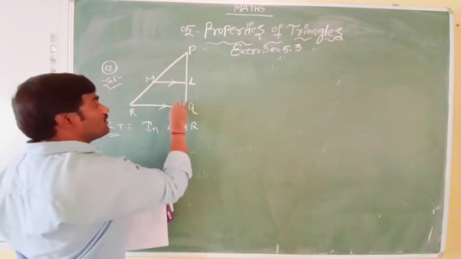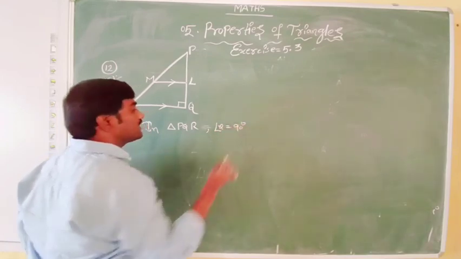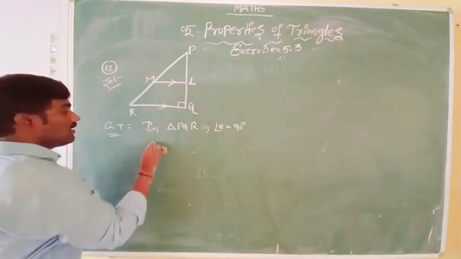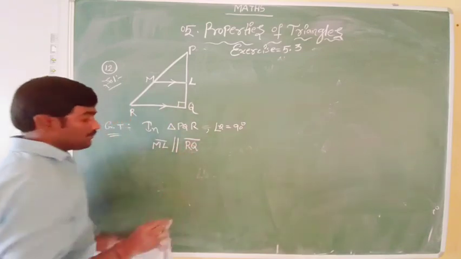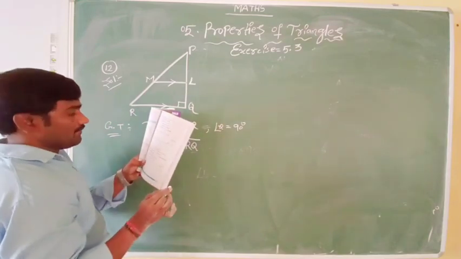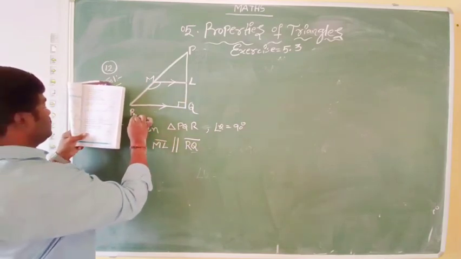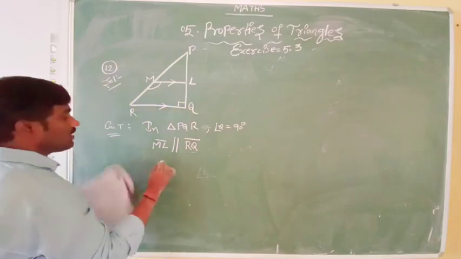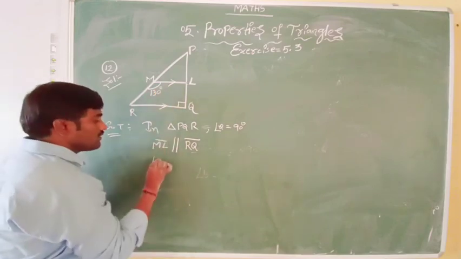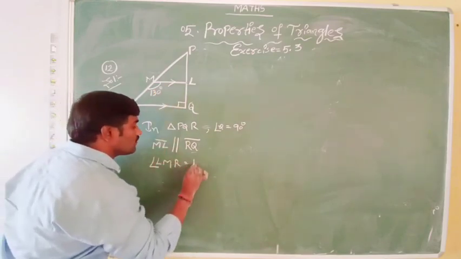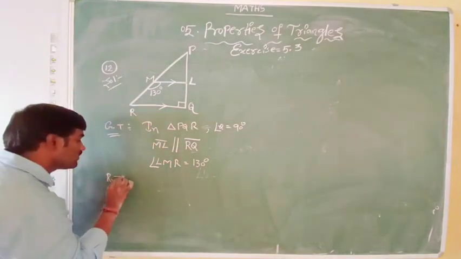angle Q equal to 90 degrees is given, and ML is parallel to RQ, and angle LMR is 130 degrees. Then find out the 3 angles in this question.